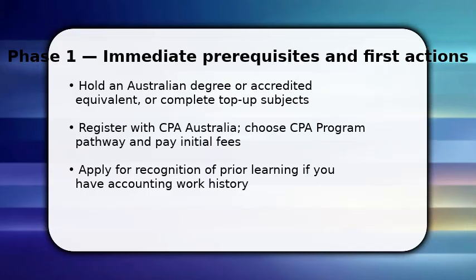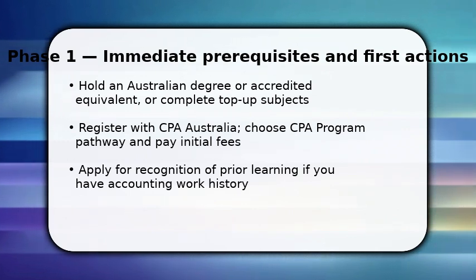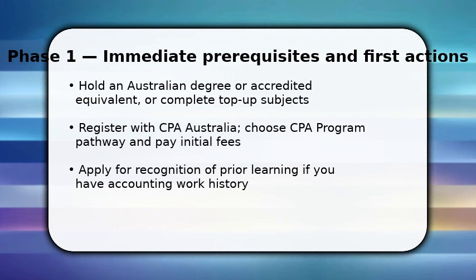You start by confirming eligibility. Make sure your degree or overseas equivalent meets CPA Australia rules, then register immediately for the CPA program so your enrollment date is set. Once done, map required foundation or top-up subjects and book them straight away because early study slots fill. If you have relevant work experience, apply for recognition of prior learning to reduce required subjects. This speeds your progress and avoids repeating material you already know.